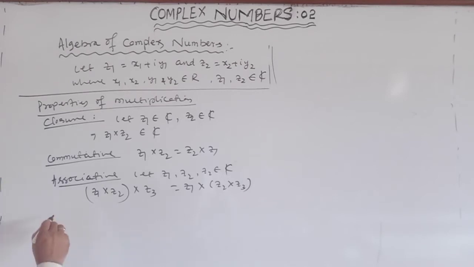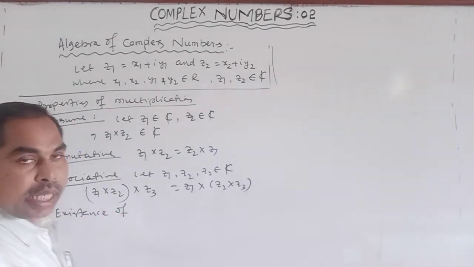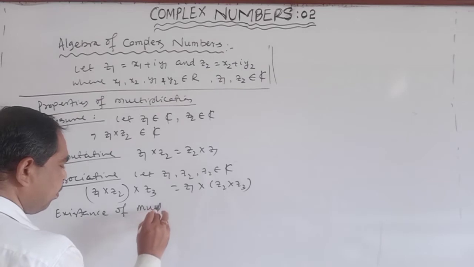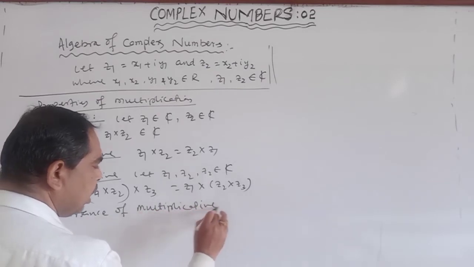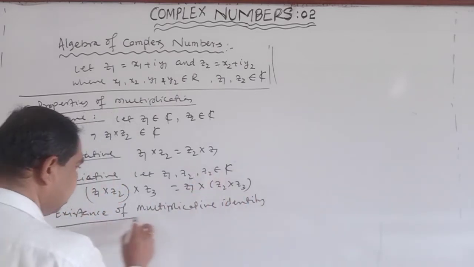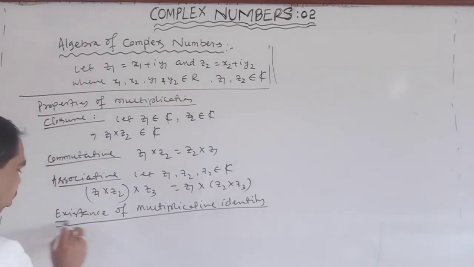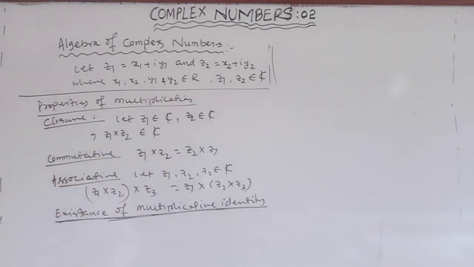Next, existence of multiplicative identity. What number we multiply with the given complex number so that the value does not change? What number we multiply with the given complex number, the complex number becomes the same.